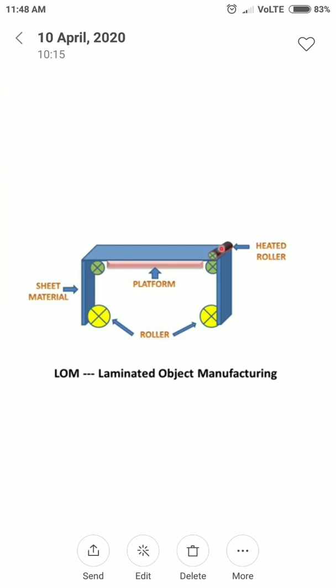A heated roller will be there. What its function is, I will explain later. Just keep in mind where we fix the heated roller: at the right end of the sheet metal, above the sheet metal. The platform is below the sheet metal. We know the sheet metal and the rollers from the previous diagram. We'll go for the next slide.